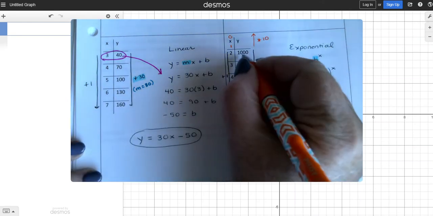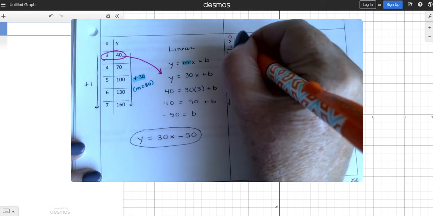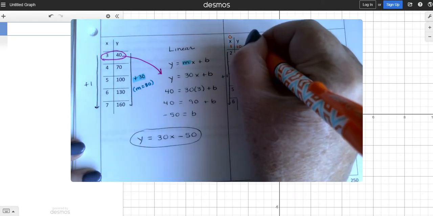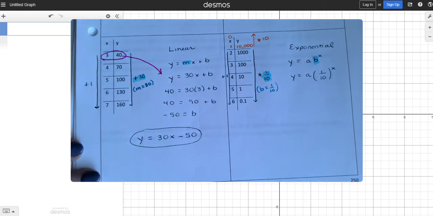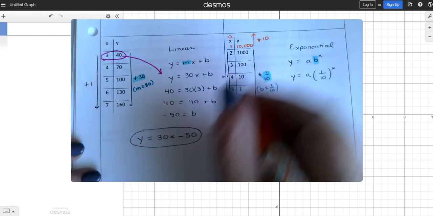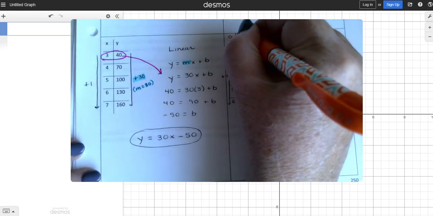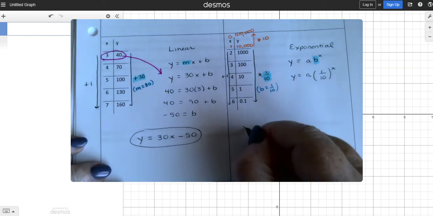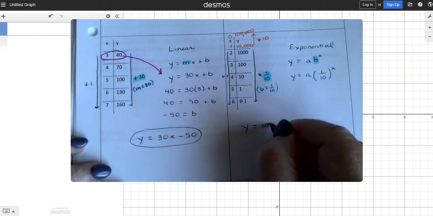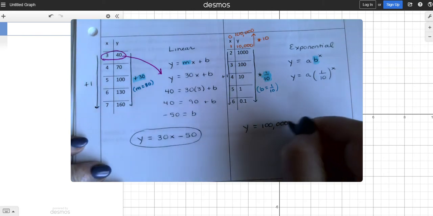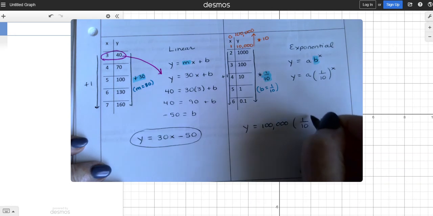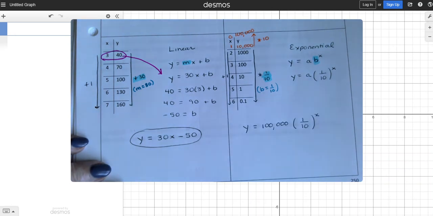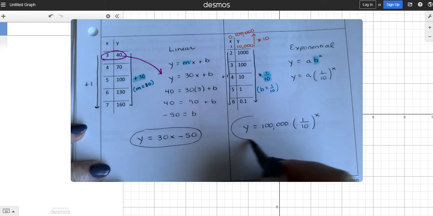So 1,000 times 10 would be 10,000. And 10,000 times 10 would be 100,000. So A is 100,000. And I'll leave it to you if you would like to try the equation method. Of course, that works as well.